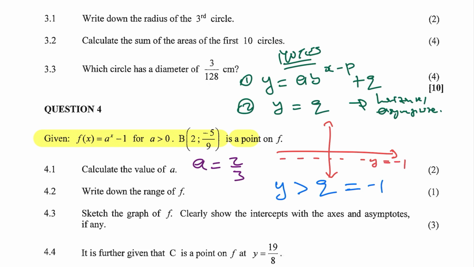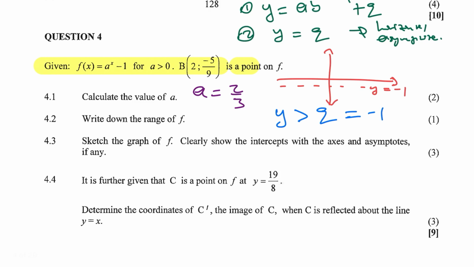For argument's sake, your function is always going to be up here or maybe down here, but it's not going to pass -1. So it's always going to start from -1 all the way to infinity, right? So your y is always greater than -1, which in this case is equal to q. So your range is y greater than -1.